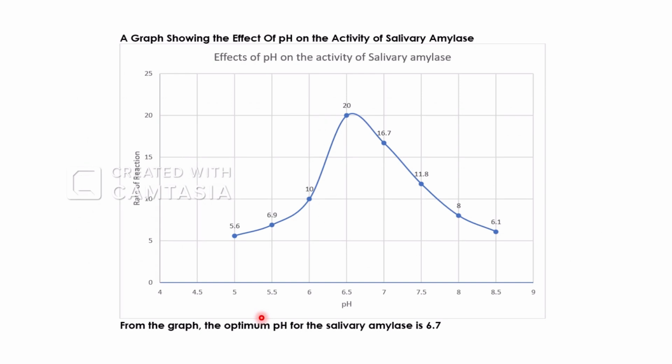Now we are to plot a graph. So now we are to plot the rate of reaction against our pH values over here. So to plot the rate of reaction against the pH value, this is the nature of graph that we are going to get. And from the graph, we can see that the optimum pH for the salivary amylase is 6.7.